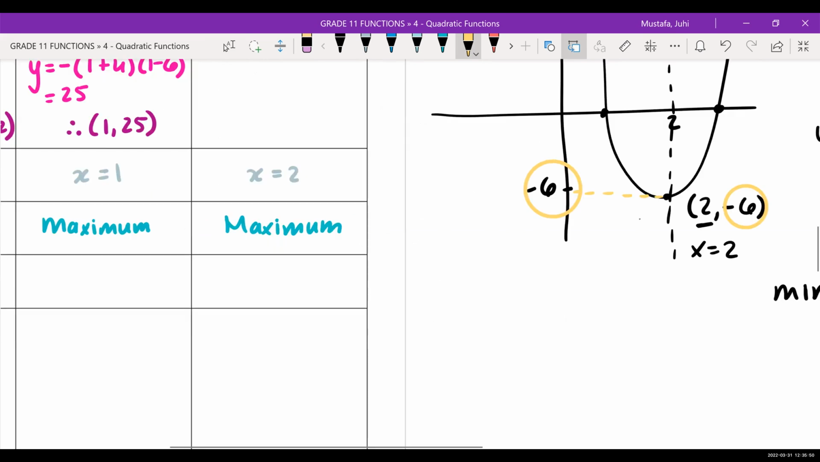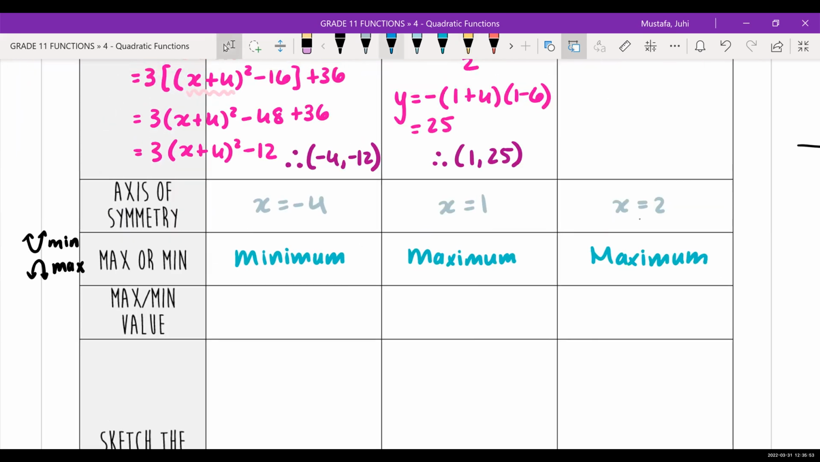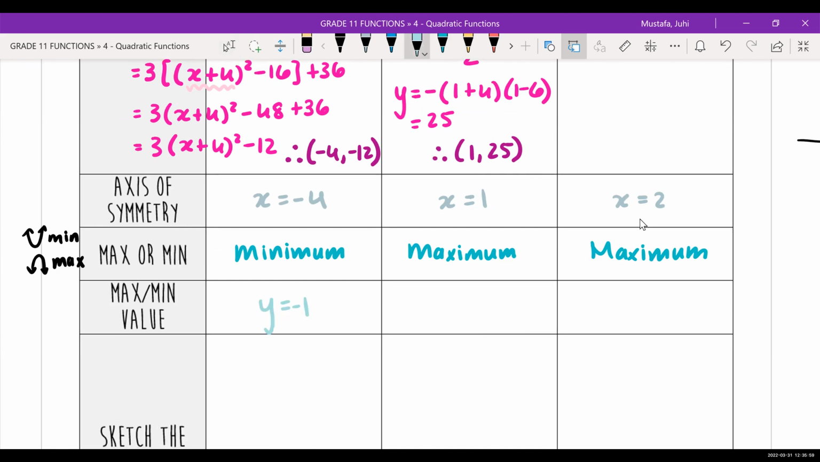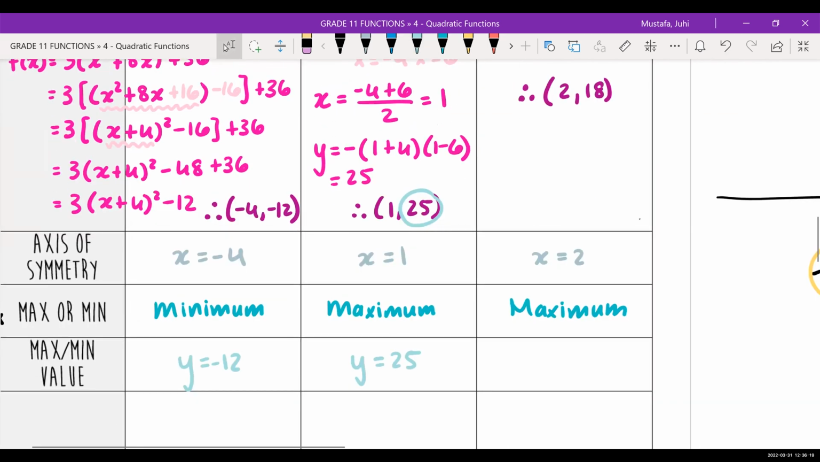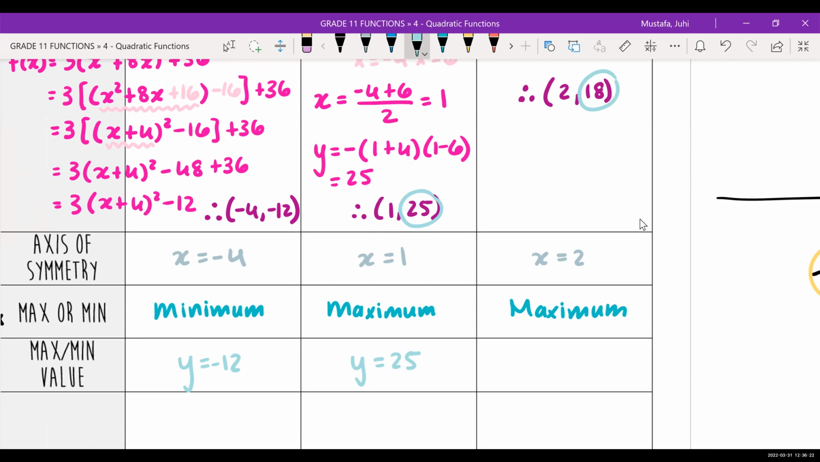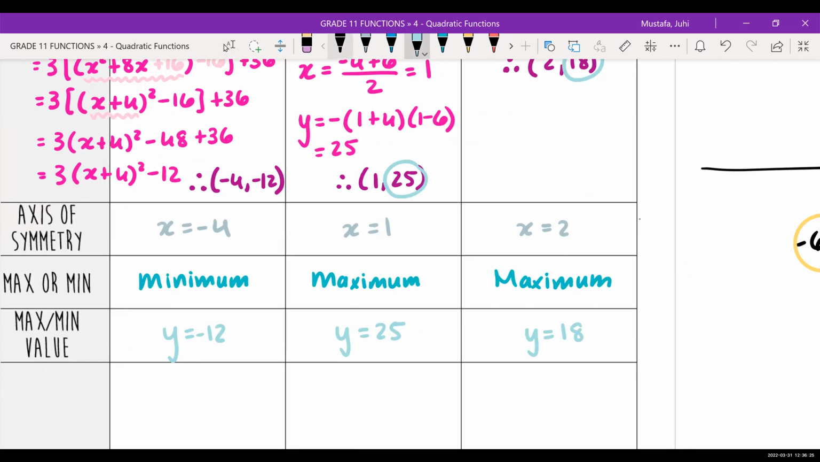Okay, so here we would say we have a minimum at y is equal to -12, because if you take a look, I have a -12 here and I have a -12 there. For the second example, the y value of our vertex is 25, so it's going to be y is equal to 25. And for this example here, our y value of our vertex is 18, so it's going to be y is equal to 18. Are we okay with this?